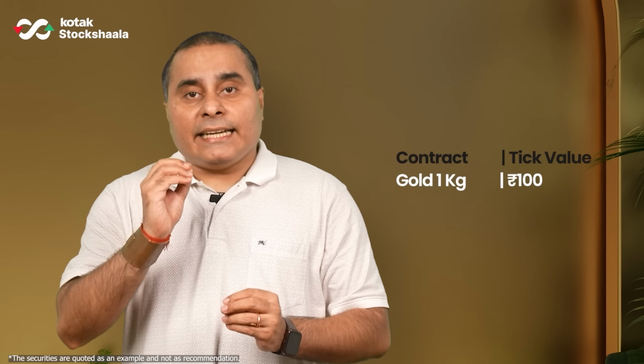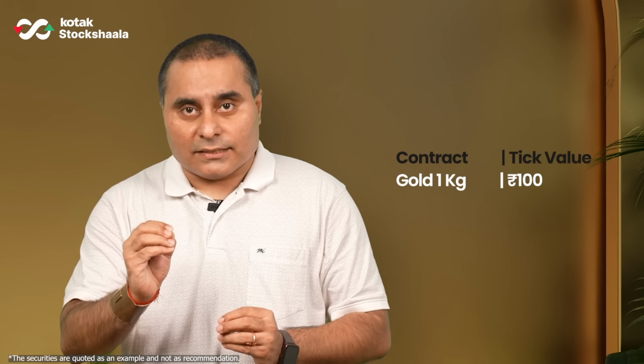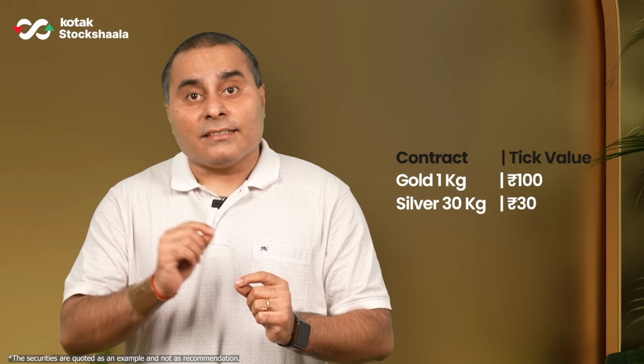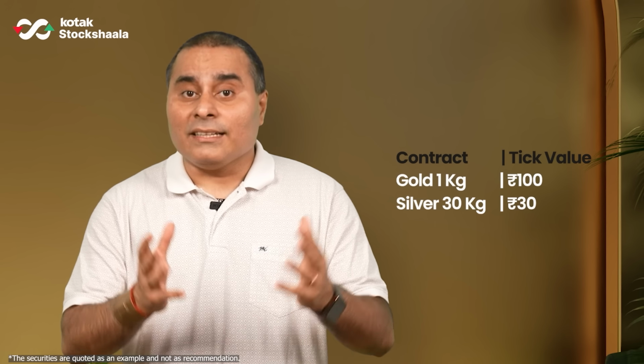Once we understand the various kinds of contracts, now let's understand the tick sizes. What is a tick size? If there is one tick move in the market, what is the impact on your position? If you take a 1 kilo gold contract, the tick value is 100 rupees. For silver, for a standard 30 kilo contract, it is 30 rupees. And likewise, it is different for different kinds of contract sizes.